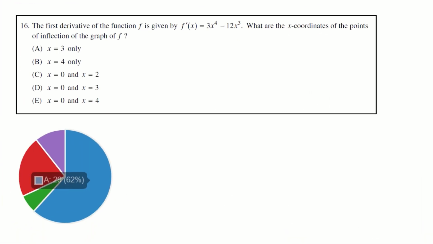This is question 16. So for this question, you say that the first derivative is given by 3x^4 minus 12x^3. What are the x coordinates of the point of inflection? We know that f prime can be written as 3x^3 times (x minus 4). We can actually sketch the graph of y prime. So it is equal to 0 when x equals 0 or x equals 4. The graph of f prime will look something like this.